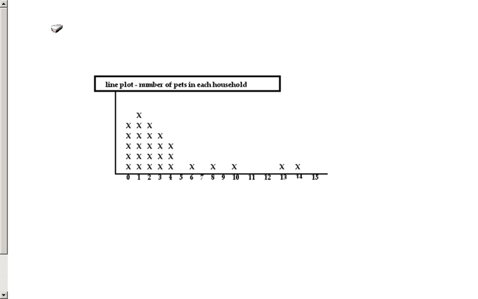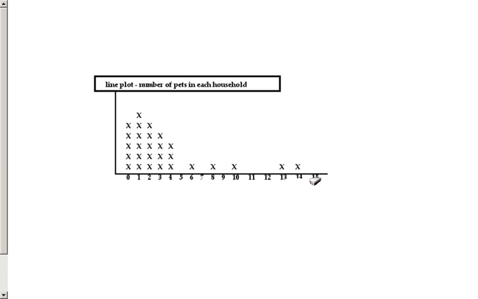So there are 1, 2, 3, 4, 5 homes that have 0 pets. They have no pets in their home at all. And I look over here and I say there is one household that has 14 pets. And maybe this household has 12 fish in an aquarium and a dog and a cat. And over here, I see there's one household that has six pets.